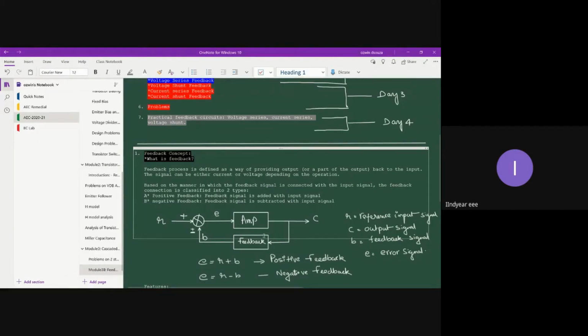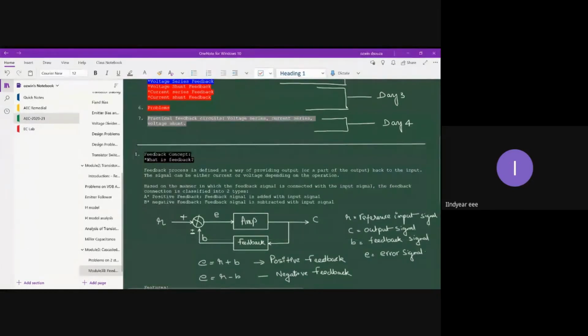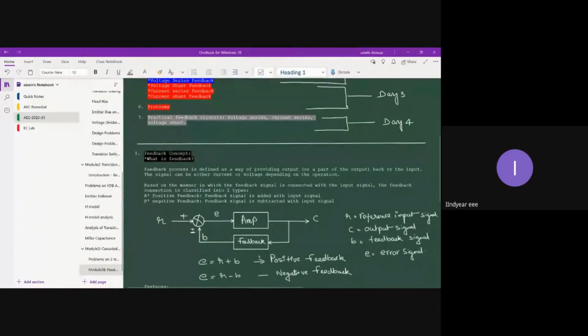When you feed the output to the input, you can feed in two different ways. You can feed the output in such a way that the output signal may be added with the input signal, or the output signal may be subtracted from the input signal. To understand that, I have constructed a simple feedback mechanism block diagram.